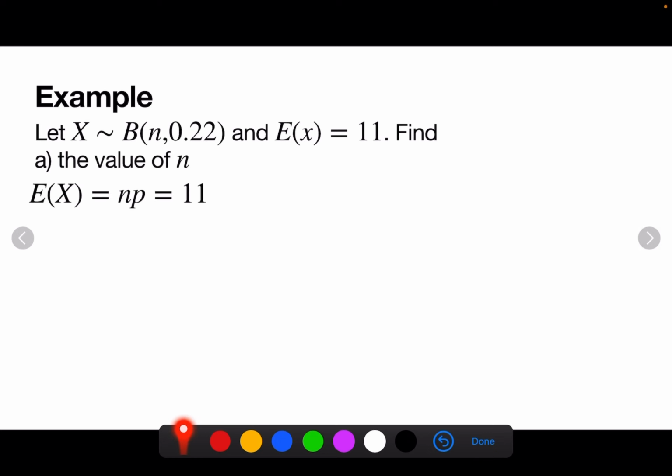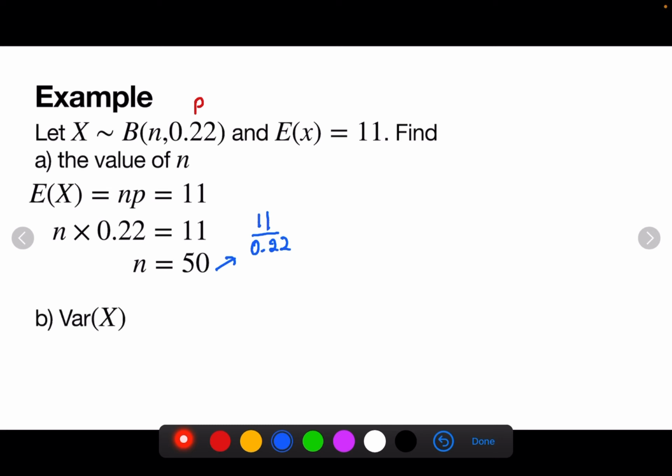So we know that our expectation of x, or the mean, is 11. Substitute your p into your np here, so this p becomes 0.22. We're going to find the value of n. What is your value of n? 50. Very good. How do we get 50? 11 divided by 0.22.